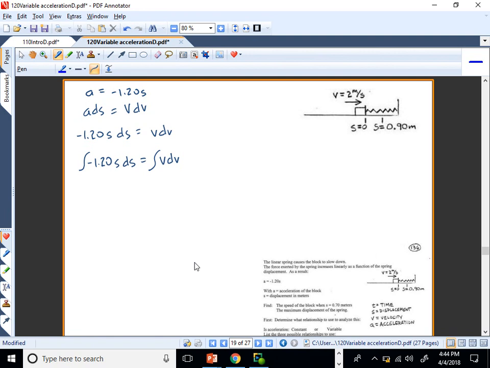Now, why don't you put the limits in there? What are the limits going to be? Just take a couple minutes and see if you can do that. We're a bit short of time here, apparently. That clock there is quite a bit off.